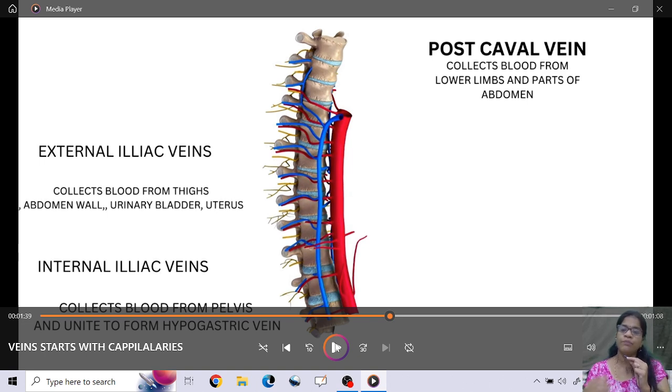Okay, and this postcaval vein is again divided into external iliac veins, which collect the blood from the abdomen wall, urinary bladder, uterus and the thighs. Okay, these are external iliac veins. And the internal iliac veins collect the blood from the pelvis and unite to form a hypogastric vein. Okay, this is one important vein called the hypogastric vein.